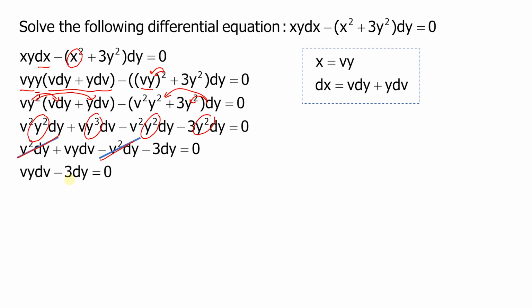Simplify this, and I think the variables can now be separated. When I say variable separable, in this case, the v's are grouped with dv and the y's are grouped with dy. So that's variable separable. I think we can do that, right? So you have v dv minus 3 dy over y equal to 0. Okay, follow along. So that's variable separable.